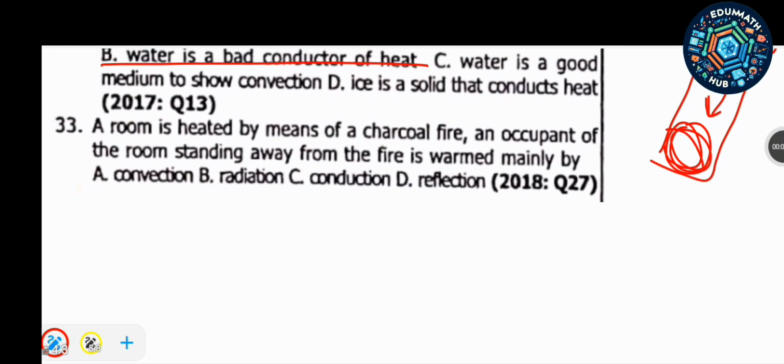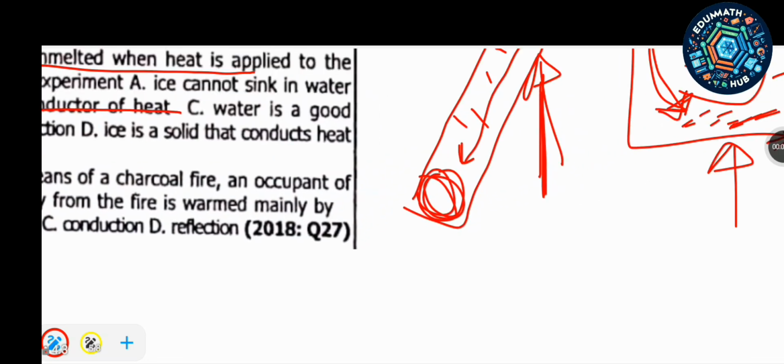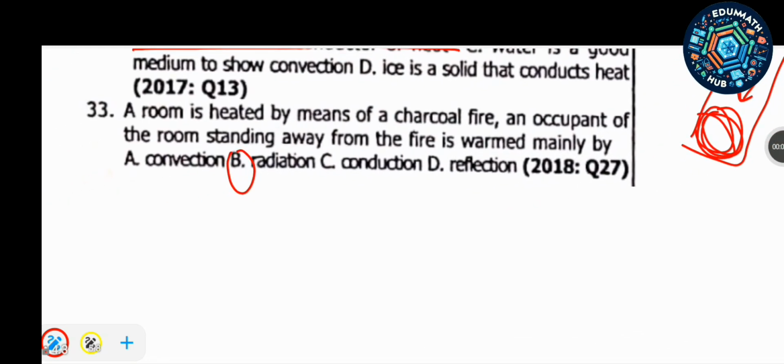Then a room is heated by means of a charcoal fire. An occupant of the room standing away from the fire is warmed mainly by, this one is straightforward, the answer is radiation. Okay, so we've come to the end of the video.